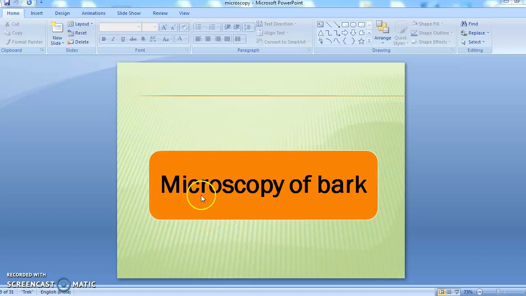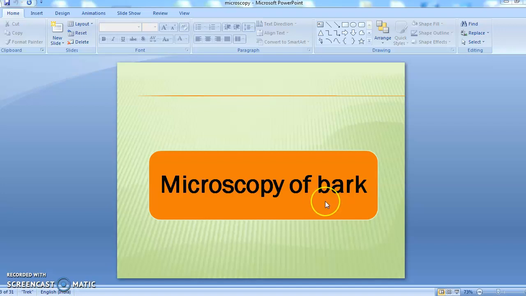In the microscopy of bark, the important thing is that barks are present in morphologically different shapes, that is quill, double quill, flat, and recurve. Bark is a very hard part of the plant and therefore it is very difficult to cut its transverse section, so it is essential to first soak it in water and boil it to make the tissue soft, and then use it for cutting the transverse or longitudinal section.